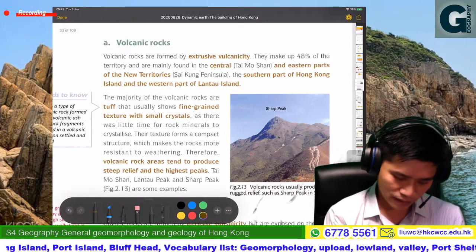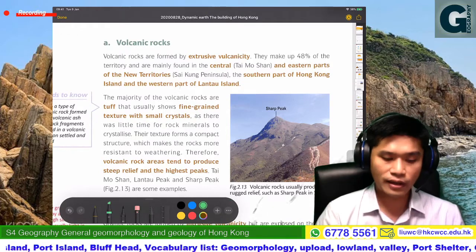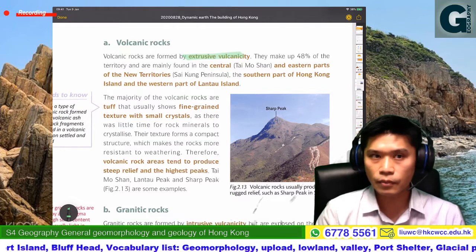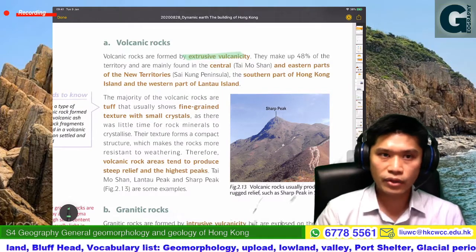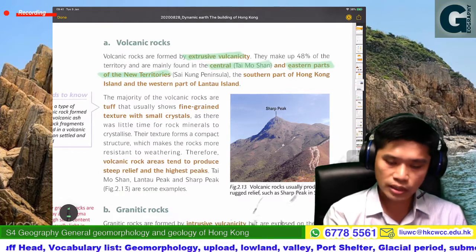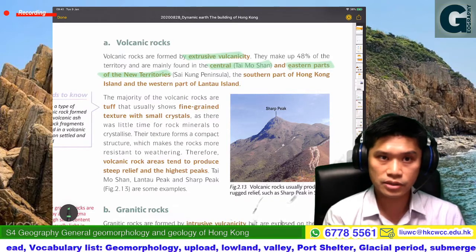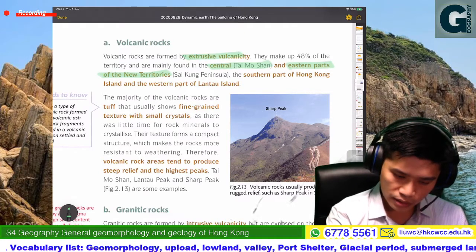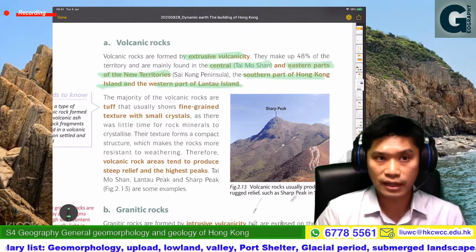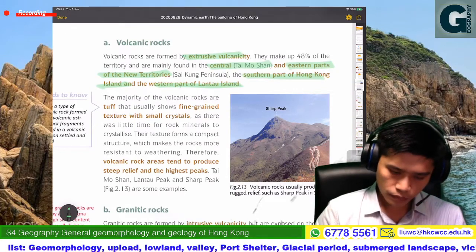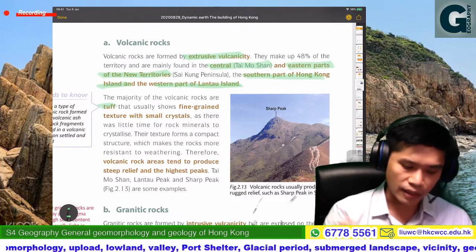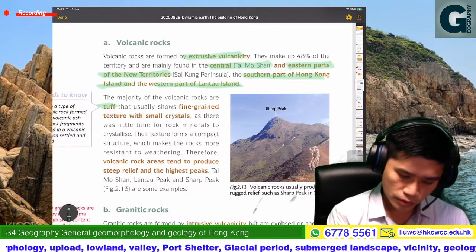Okay, so when we talk about the volcanic rock, volcanic rock is formed by the extrusive volcanicity I've just mentioned. So that is the major type of rock in Hong Kong. Where can we find that? The central part of the New Territories and the eastern part. Okay, so Tai Mo Shan and also near Sai Kung Peninsula, the southern part of Hong Kong Island, and the western part of Lantau Island, 鳳凰山啦。Okay, the majority of volcanic rock are tuff, 凝灰岩啦, that usually shows fine-grained texture.